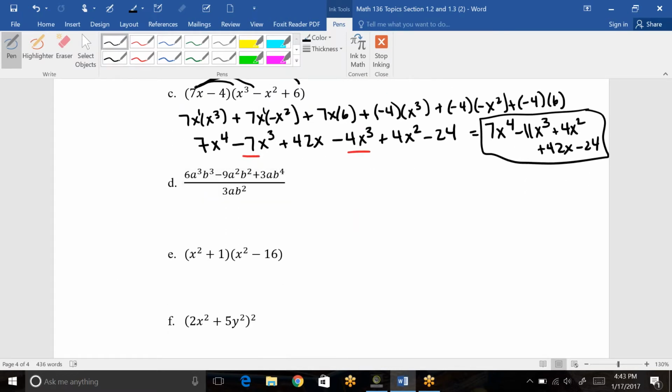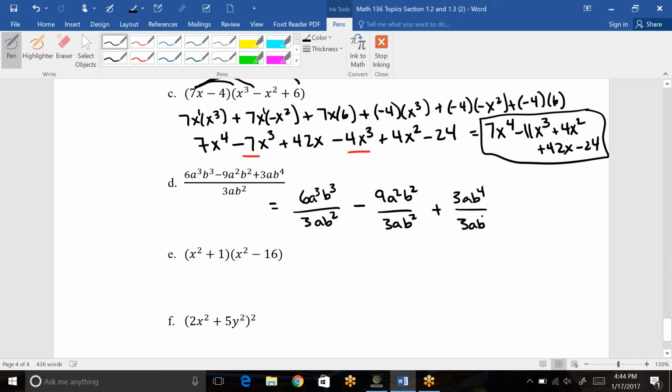For the division one, if it's just a one-term thing in the bottom, in other words, no plus or minus down here, the easiest way to divide is to split this into separate fractions, where each one of them gets the denominator. You use the sign in between the terms to determine what the sign of your fraction is going to be. So we just split those up.